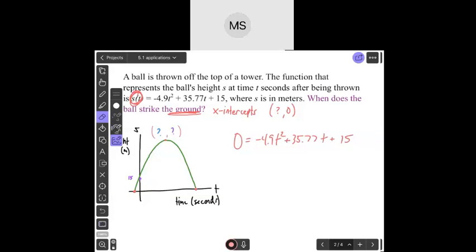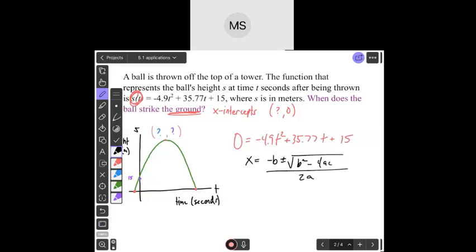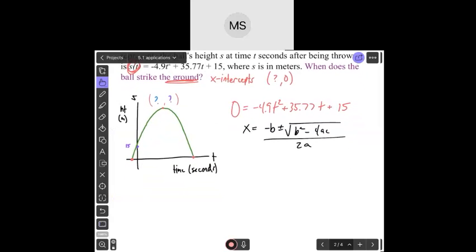If we can't factor, then we're down to the quadratic formula, which is in your notes from the first day that we were doing 5.1. I pointed that out to you when we were talking about how to find x. It's negative b plus or minus the square root of b squared minus 4ac, all over 2a. So we are going to be finding t, not x.